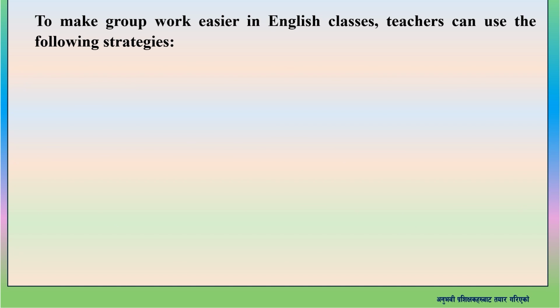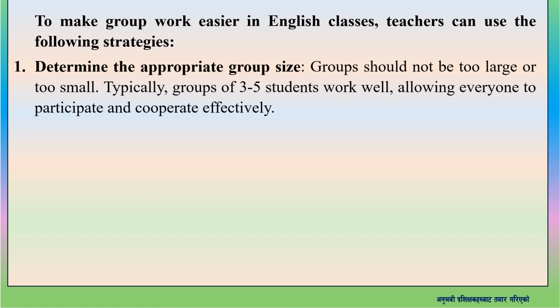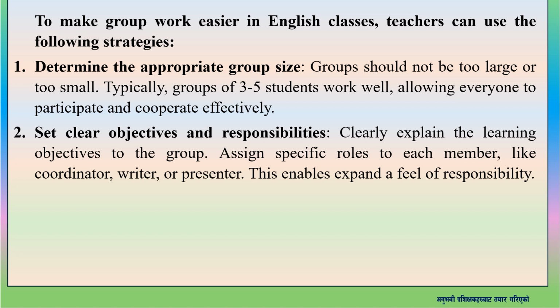To make group work easier in English language classes, teachers can use the following strategies. First is to determine the appropriate group size. Groups should not be too large or too small. Typically, groups of 3 to 5 students work well, allowing everyone to participate and cooperate effectively.